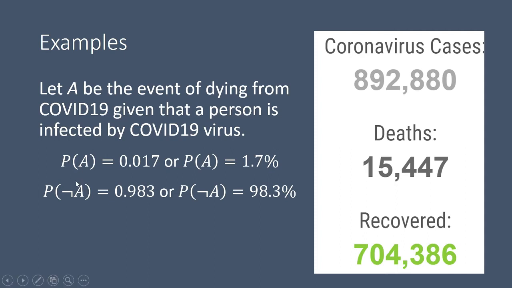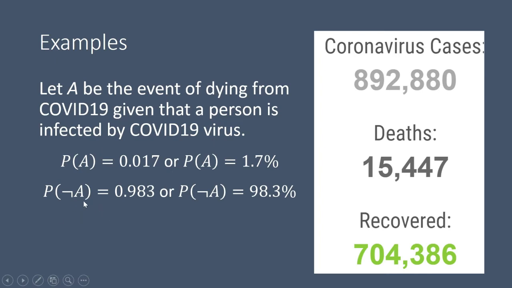This is the number of people who had died, 15,447. And so the P(A) that you are seeing here, the probability that someone will die from COVID-19 infection, given that he or she had it, is equal to 0.017. This came from 15,447 divided by 892,880. So that is where these numbers came from.